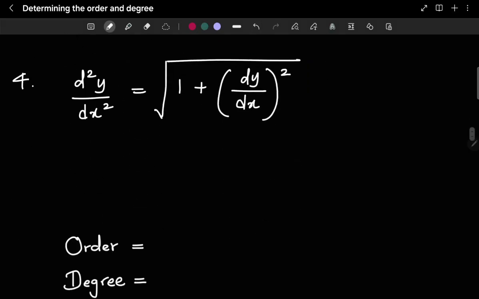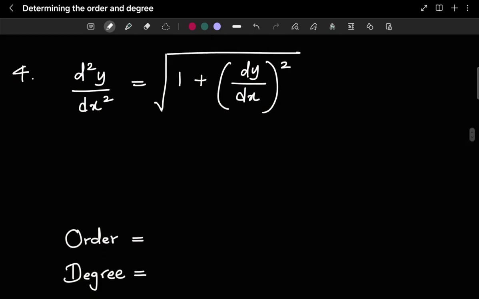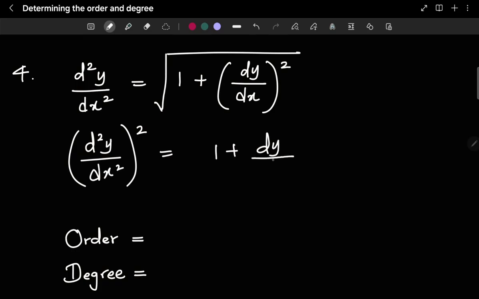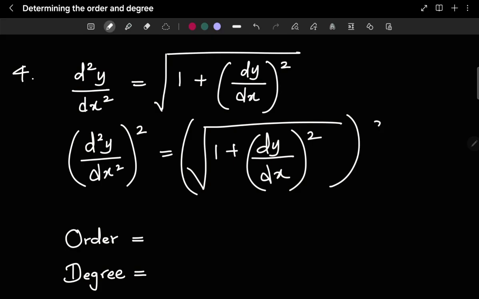Okay, moving on to the fourth one, we have an equation d squared y by dx squared equals 1 plus dy by dx whole thing squared inside the root. So here we have a root, so we have to get rid of the root to find the order and degree, since we have to make the equation in the polynomial form. So to get rid of the root, we can square both sides of the equation like this: d squared y by dx squared whole thing squared equals 1 plus dy by dx squared whole thing squared. So from the squared we can cancel out the root here.